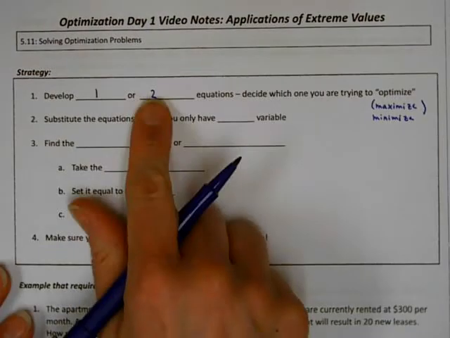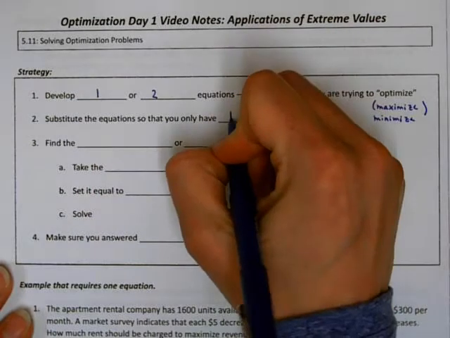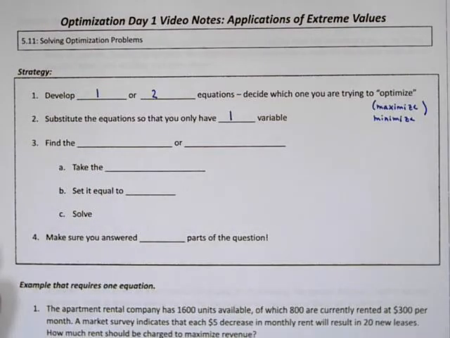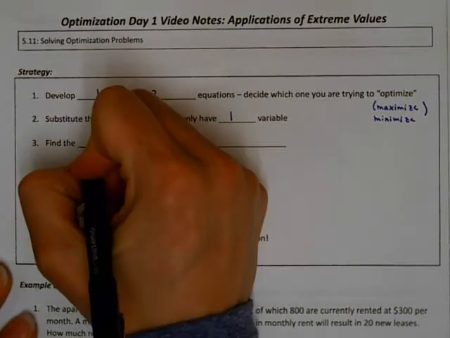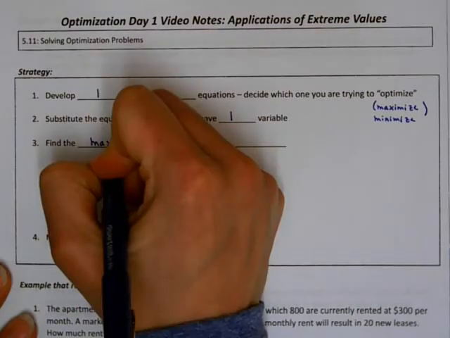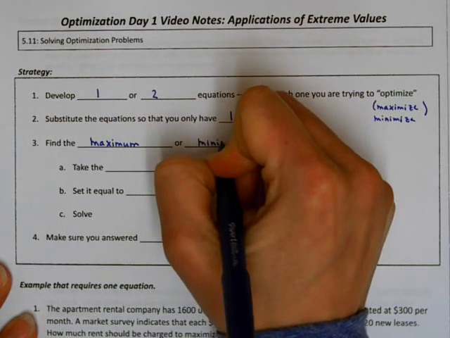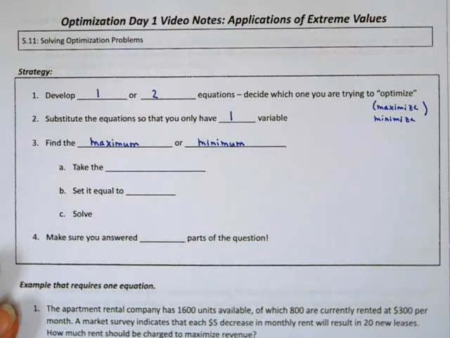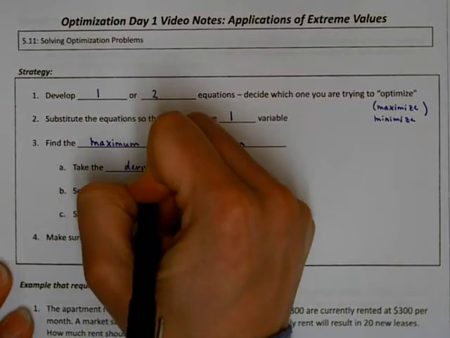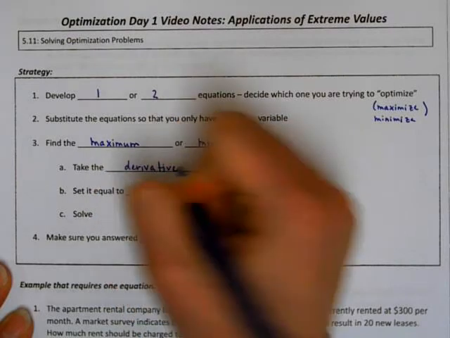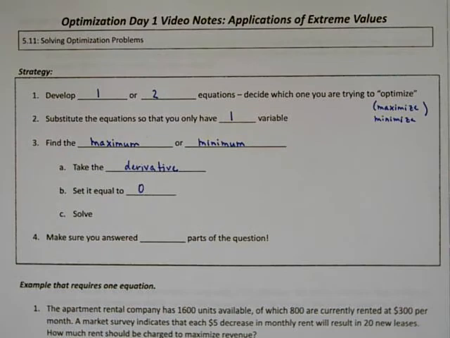Okay, if we needed two equations, we're going to substitute the equations so that ultimately we only have one variable, so one equation and one variable. And then we're going to find either the maximum or the minimum. And again, this is what we've been doing this whole chapter, right? We do that by taking the derivative of our function, setting it equal to 0, and then solving to find those critical values.